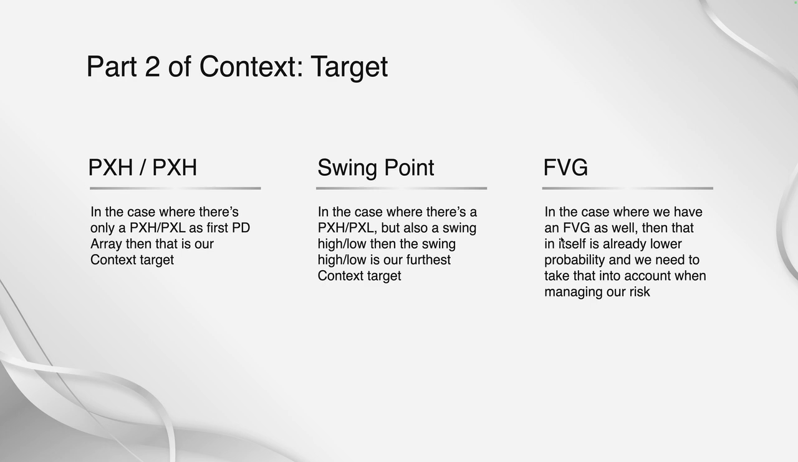Then we also have a case, and this is the last case, where we have an FVG. In the case where we have an FVG as well, then that in itself is already low probability, and we need to take that into account when managing our risk. So what I'm referring to there is an FVG that has not been traded back into, of course. So let's go over the different examples and what I mean with it as well.